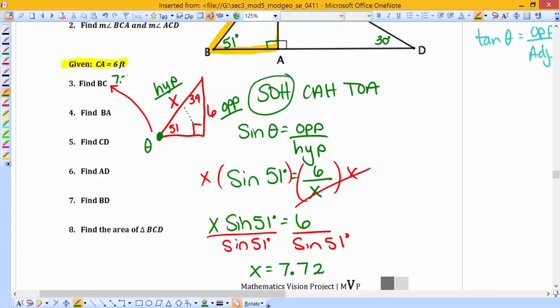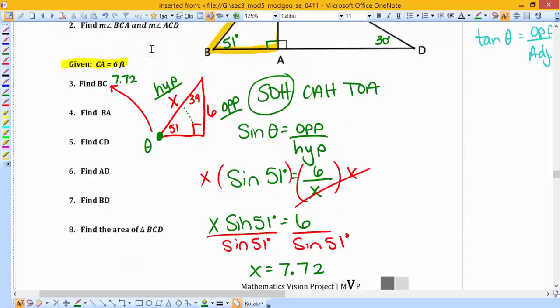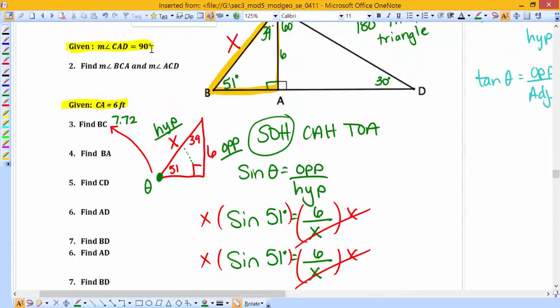It's 7.72. I strongly suggest, this just took up that whole area for me because of how big I write, but I would suggest putting all this on another piece of paper. You don't want to skip any work and make mistakes. You're going to go through the same process for 4, 5, 6, and 7.